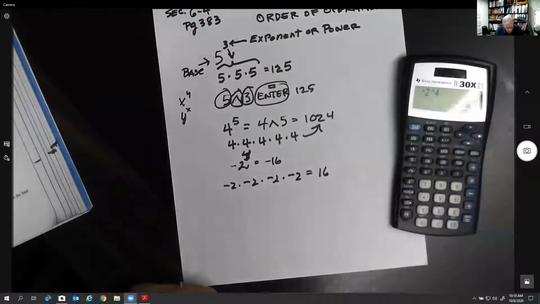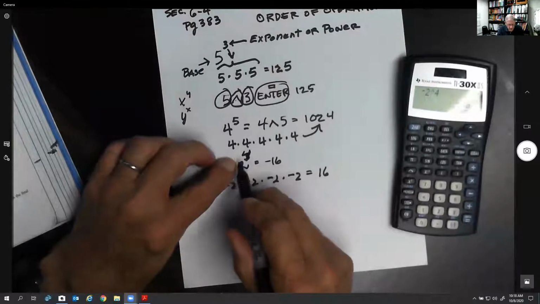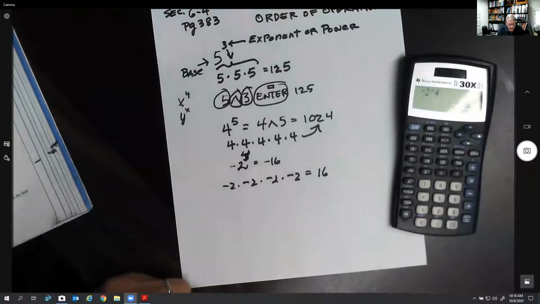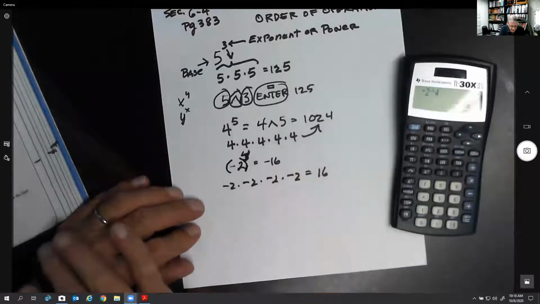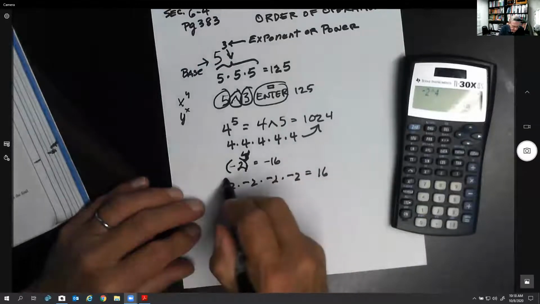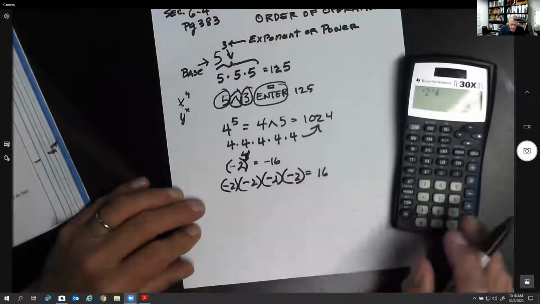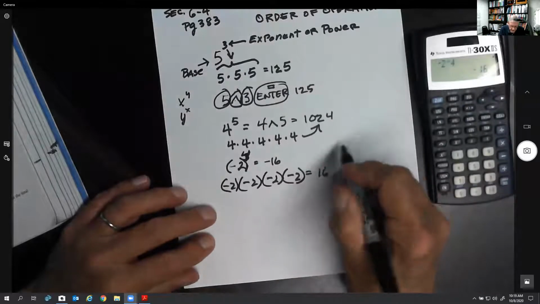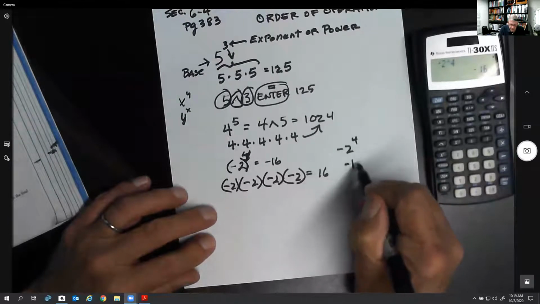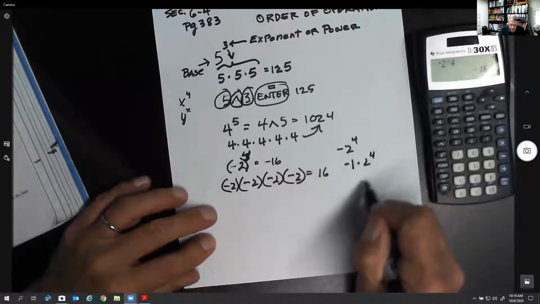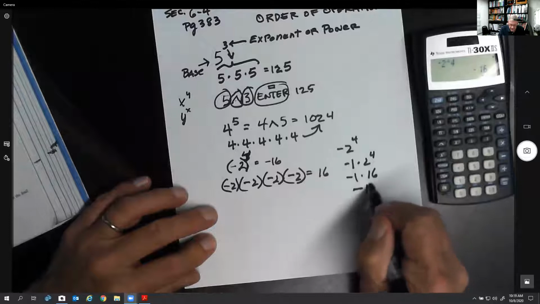Well, what's going on here is that they're assuming that you want to do 2 to the 4th and put a negative sign in front. If you want this to be a negative number, you need to put it in parentheses, then raise it to the power. That will give you this. What you were doing, if you think of it this way, is negative 1 times 2 to the fourth. 2 to the fourth is 16, times negative 1 is negative 16.